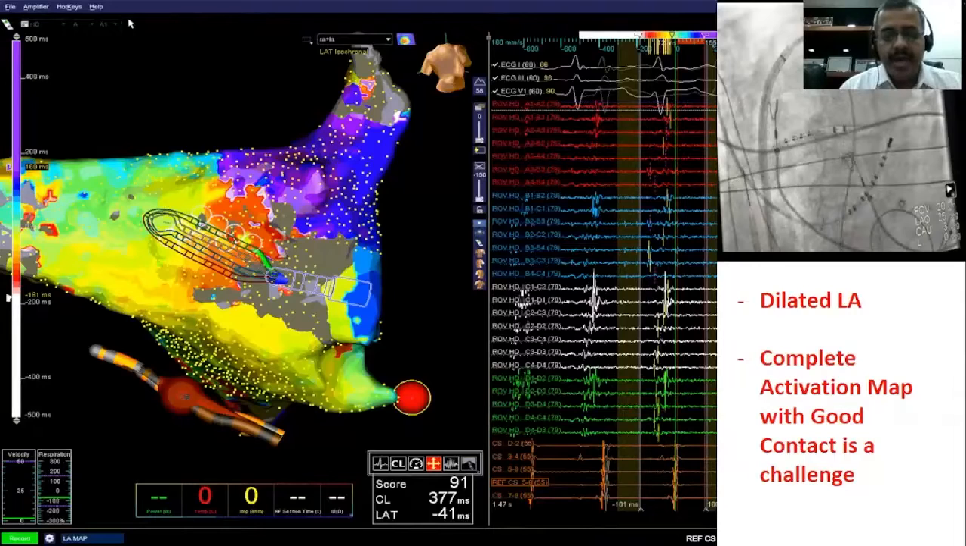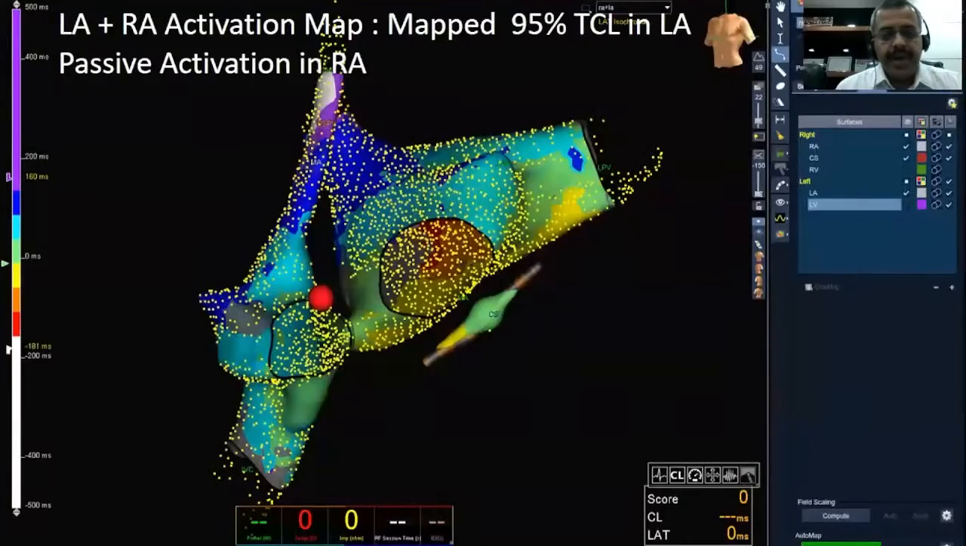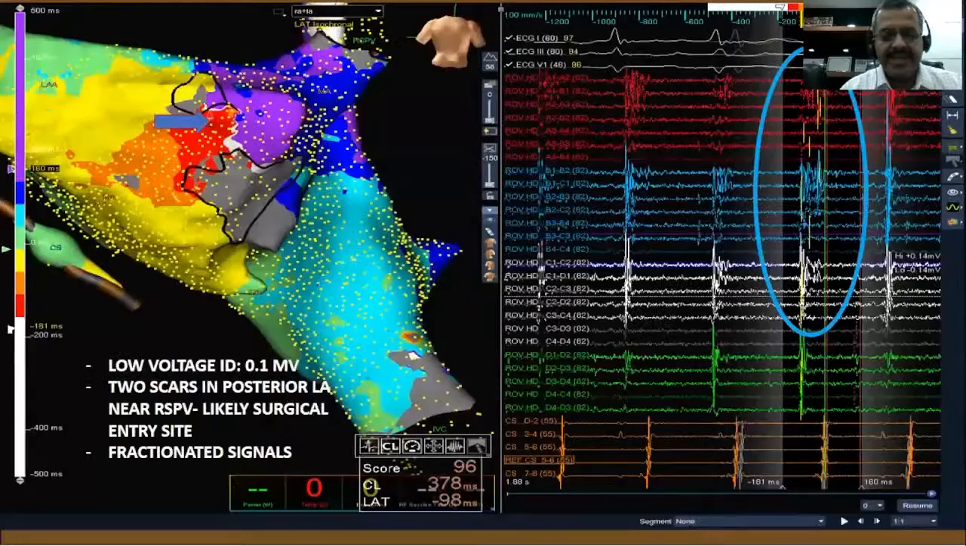And in a huge left atrium, a point by point map would have been a disaster. Mapping clearly showed that almost 95% of the cycle length was covered in the left atrium, with the right atrium being already passively activated. And we had beautiful signals from the HD grid.